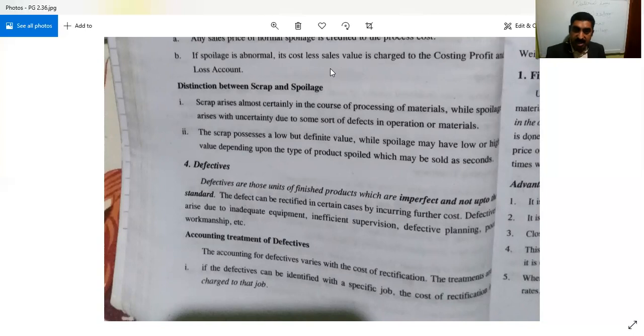Isn't it? Then spoilage is uncertain, it is uncertainty with regard to that. So that is uncertainty due to some sort of defects in operation of material.